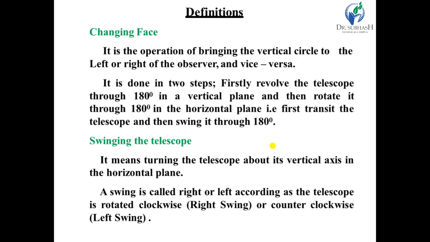Now, a second question arises: what is swinging? Swinging is revolving the telescope about its vertical axis in a horizontal plane through about 180 degrees. So first we have to transit the telescope, and after that we have to swing our theodolite. In other terms, rotating the telescope in the clockwise direction is called right swing. If we rotate our telescope in the counterclockwise direction, it is called left swing.